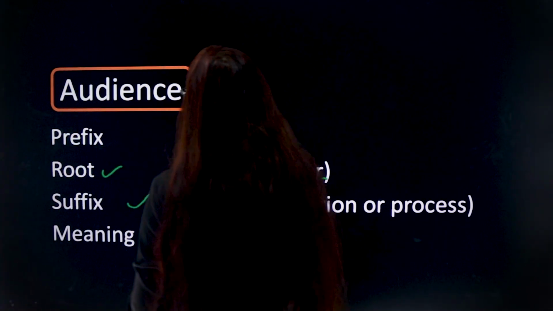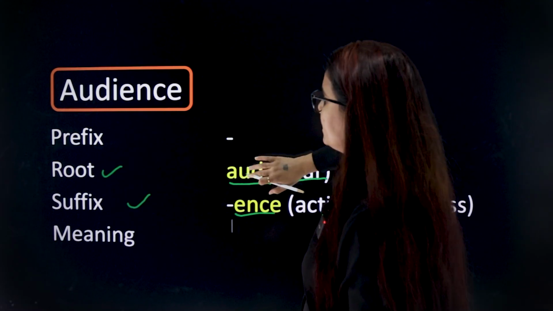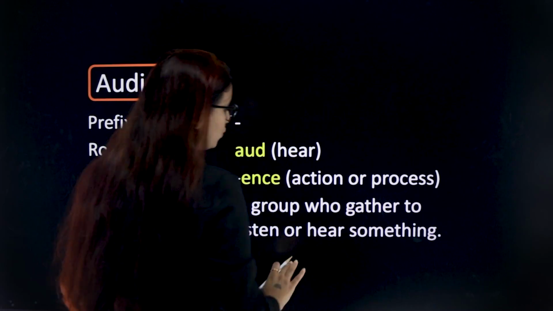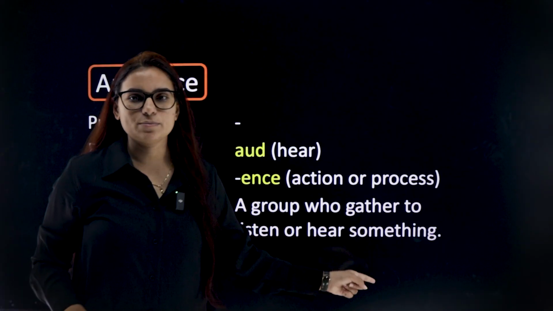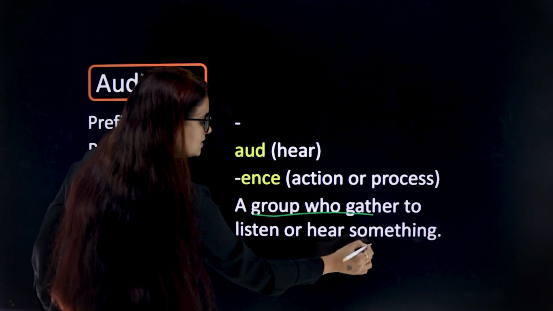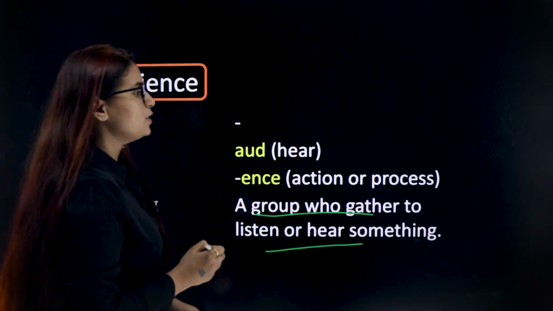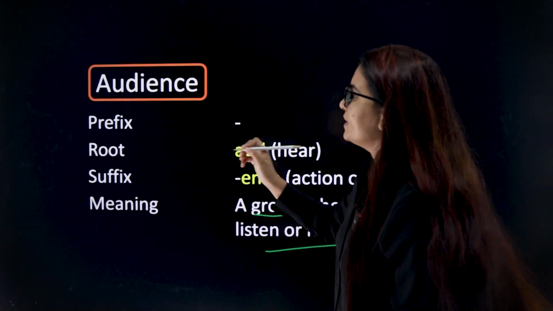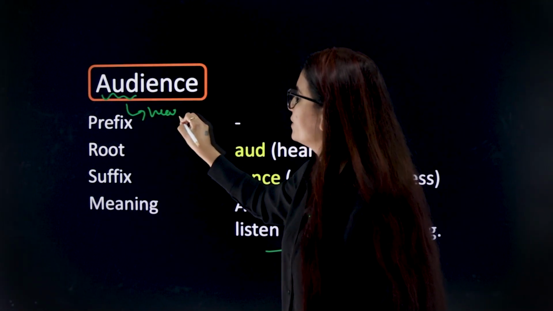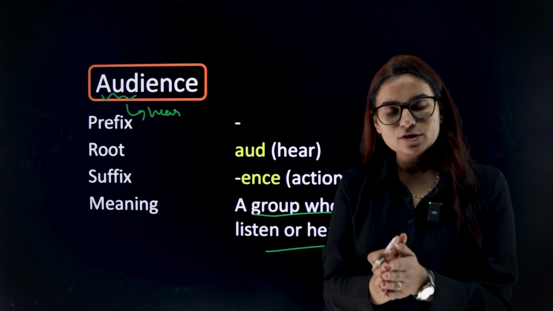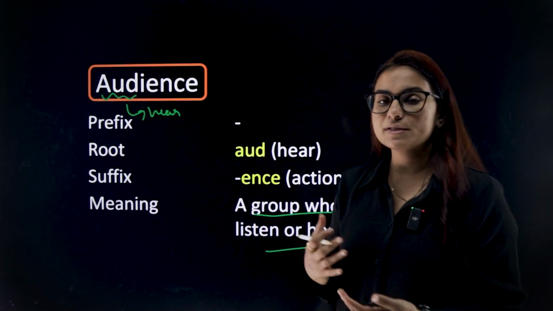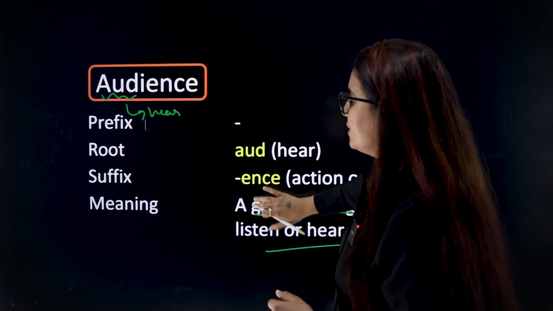So over here, the meaning of this word audience is a group of people who gather to hear or listen to something. How are we able to understand this word properly? Because we have got an understanding that aud has something to do with hear. So when people collect together to listen to something, they become an audience. Okay, let's take another example.